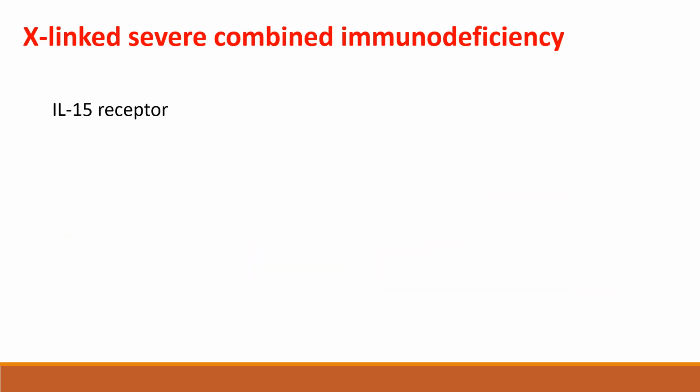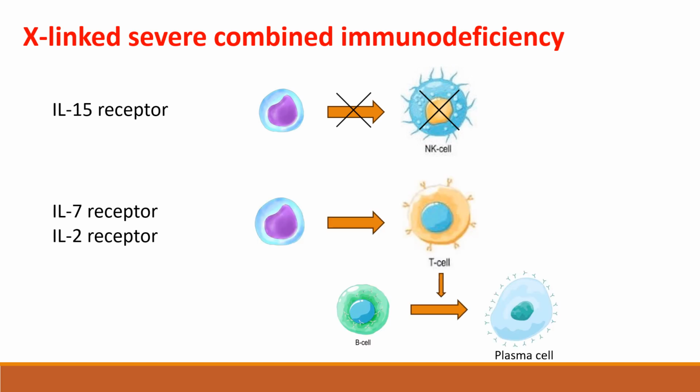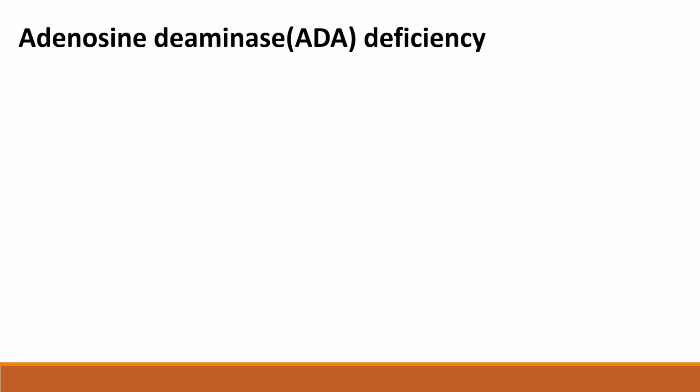Specifically, the interleukin 15 receptor has a major impact on the immune system. When this receptor does not work properly, the cells are unable to differentiate into natural killer cells. The interleukin 7 receptor and interleukin 2 receptor also fail to function properly, resulting in the inability to differentiate into T cells, which in turn prevents the transformation of B cells into plasma cells that require T cell stimulation. Thus, immunodeficiency occurs. Next, let's look at ADA deficiency.